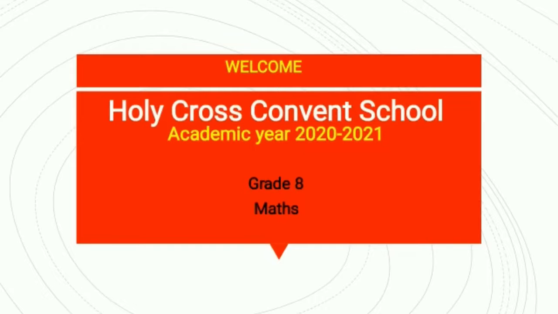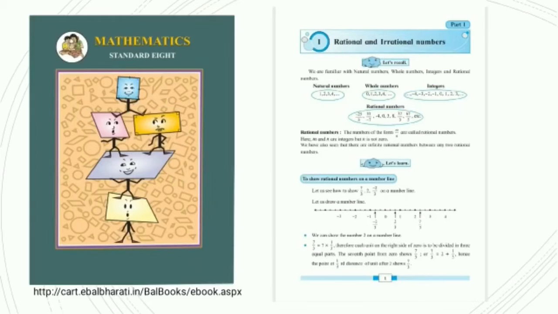So let's get started with the first chapter. Just to mention, for all those who have not been able to buy textbooks, you can download the e-textbook from the Balbharti link which is mentioned here. Now for the maths, you have to maintain a long book. As we are done with the assignment, I hope everyone has done their assignment. Let's begin with the first chapter, rational and irrational numbers.